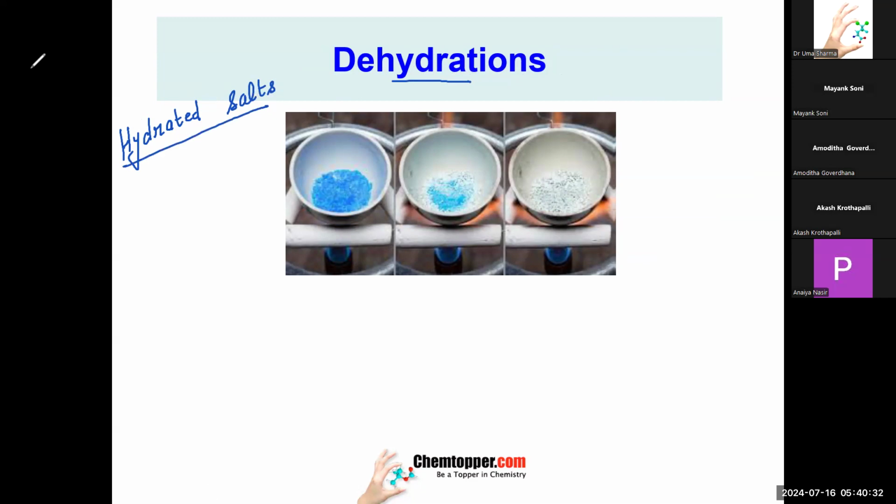Like this one is hydrated salts. This is CuSO4 5H2O. This is called water of crystallization. I told you all these words there. Water of crystallization.